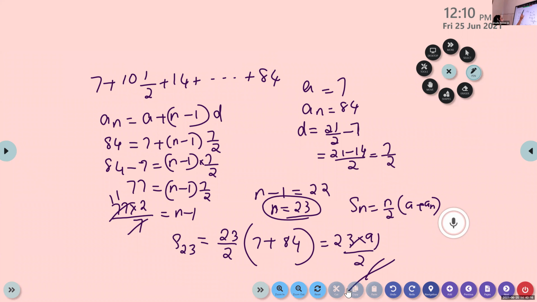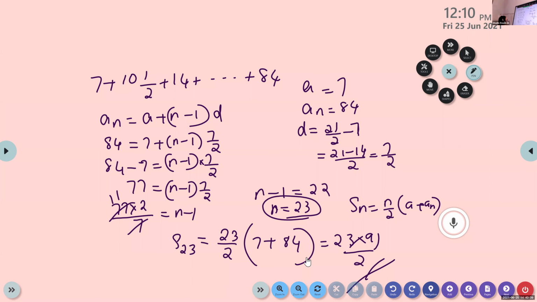23, and 23 the last, plus 1. And that last step, can you explain that? Last term, which is a23. Sn is equal to n by 2 into a plus an, and that is the formula. n is 23. 23 by 2 into a is 7, and an is the last term, 84. So 7 plus 84, 91. 91 into 23 by 2.